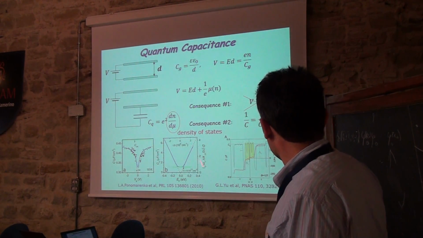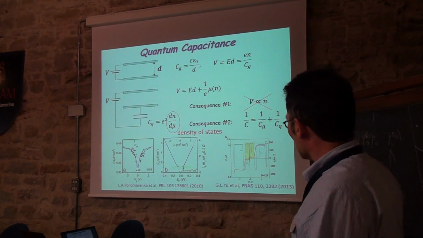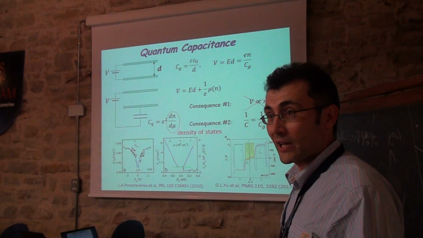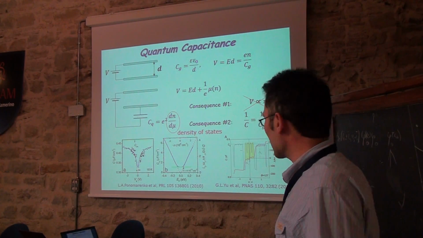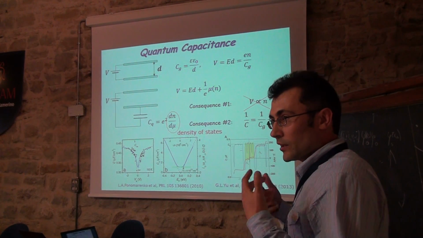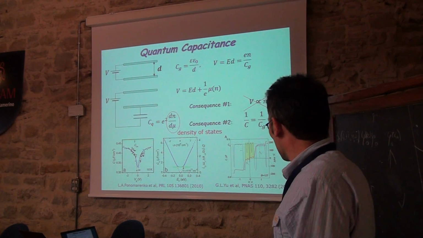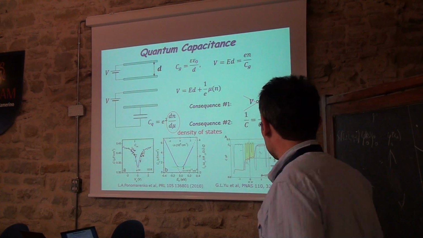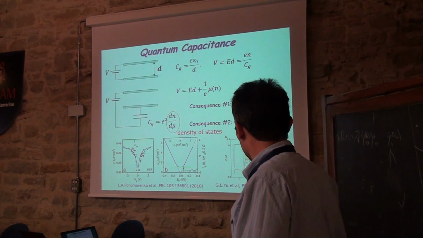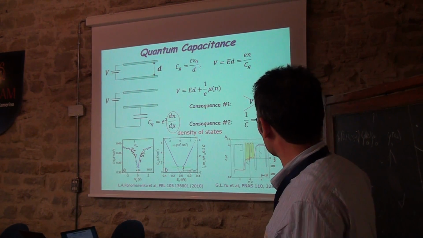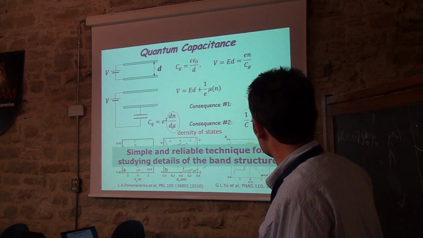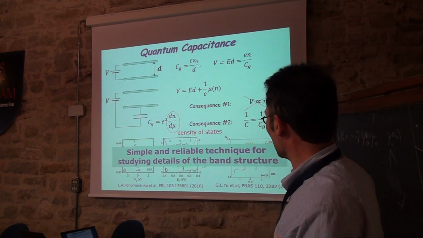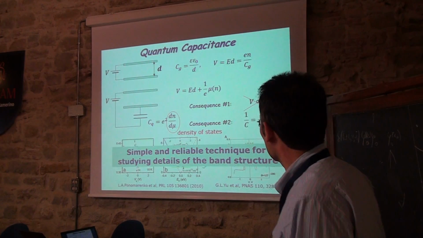But also, this is more recent work. This quantum capacitance, which is proportional to the density of states, is not always positive. Sometimes it can be negative. It doesn't mean that we have negative density of states. It simply means that electron-electron interaction starts to play a role. So when we add an electron to a system, the energy of the system, instead of increasing, actually decreases. So these measurements can also be used to study many-body physics. To summarize this slide, capacitance is a very simple and reliable technique for studying details of a band structure. And we do it.